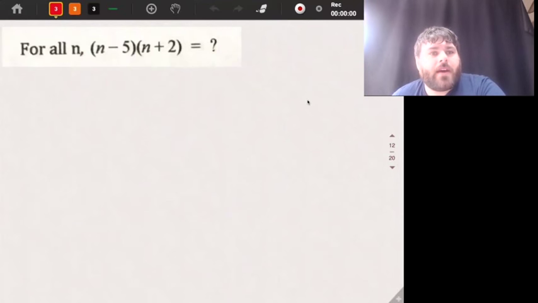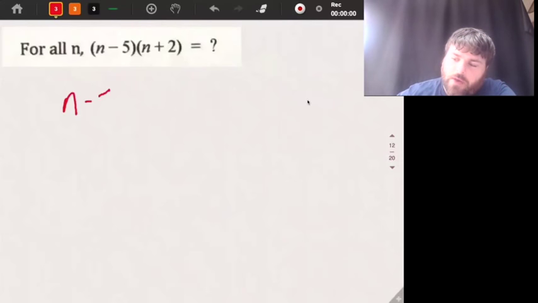Okay, so is this an equation? I see an equal sign. No, this is not an equation. It's got to have a right side. Question marks do not count. So what do we do here?